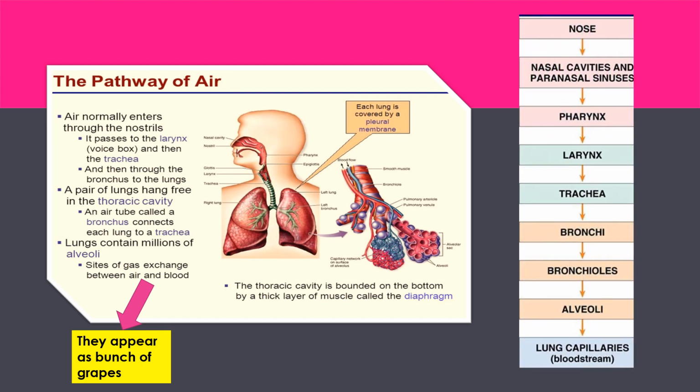This flowchart is showing how the air reaches from the nose to the lung capillaries, passing through different regions. From the nose, it moves to the nasal cavities and the sinuses. Then it moves to the pharynx, then larynx, followed by trachea, bronchi, bronchioles, alveoli, and finally to the lung capillaries, where the gases are exchanged.